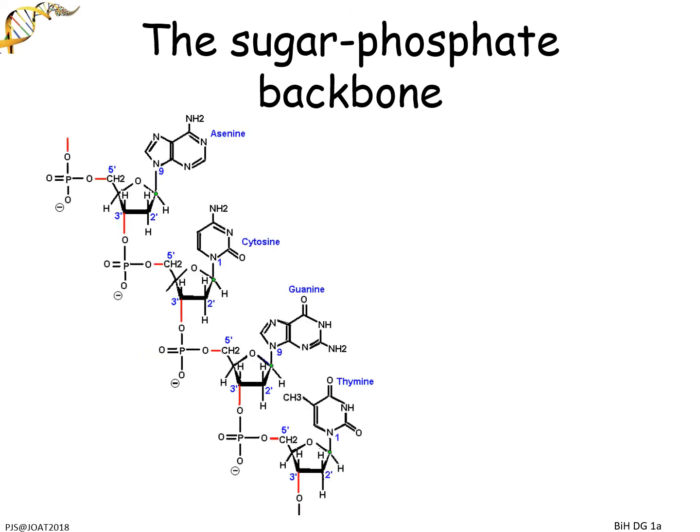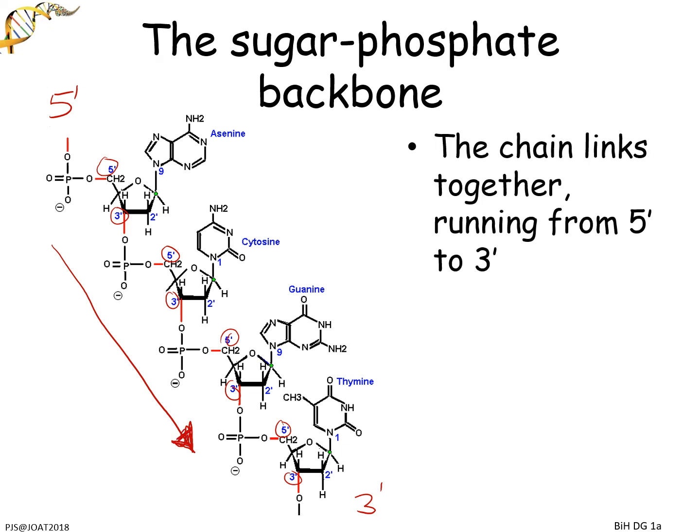And then what we end up with is the sugar phosphate backbone, and you can see here's your 5 to 3, 5 to 3, 5 to 3, 5 to 3. So at this top bit, there's always going to be a 5' carbon, and at the bottom there's always going to be a 3' carbon. So this is what's called the direction of the chain, and it matters for stuff like replication. Okay, so this is a chain linking together 5' to 3'.